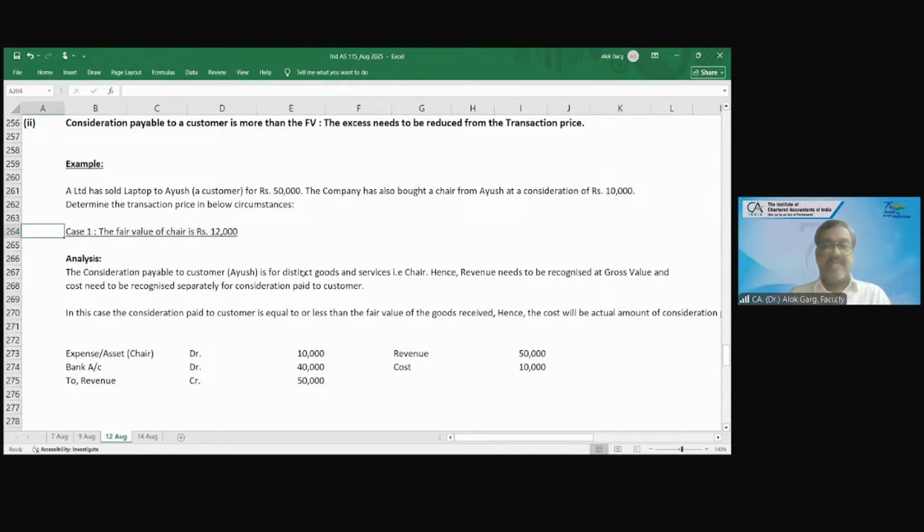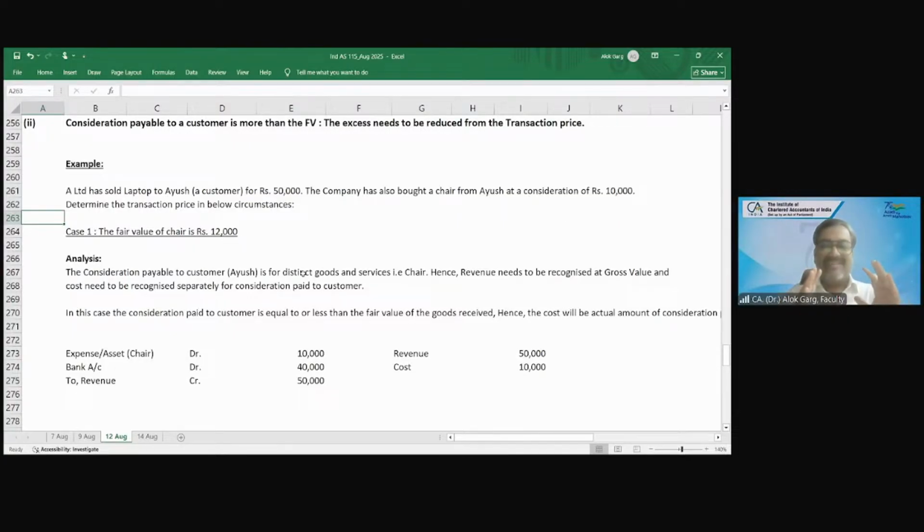Scenario number one. The fair value of the chair is 12,000 rupees and we have collected 10,000 rupees. Tell me, what will be the revenue and cost in this case? The consideration payable to a customer is 10,000, but the fair value of the goods and services received is 12,000. बताओ रेवेन्यू कितने में रिकॉर्ड होगा? 10,000. 12,000.